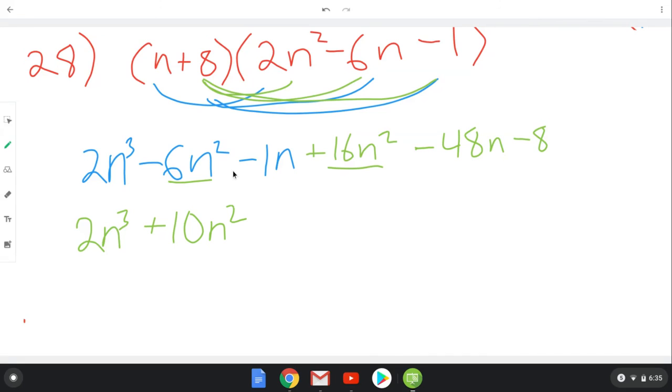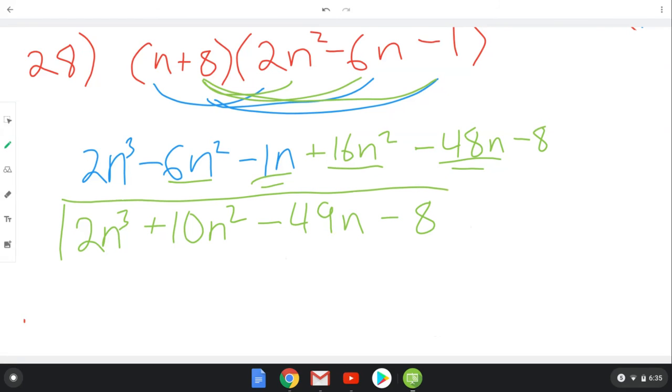And then I have 2 n terms, so I'm going to double underline those. I have negative 1n minus 48n. Well, negative 1 minus 48 is negative 49n. So I have negative 49n minus 8, because that was the only constant term that I have, so that stays. So this is my final solution.